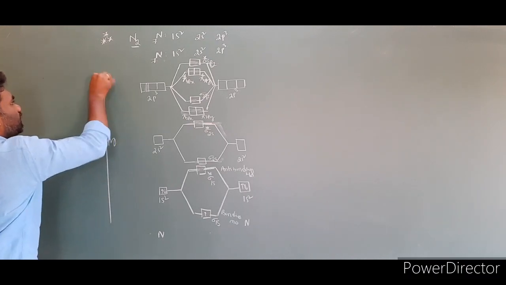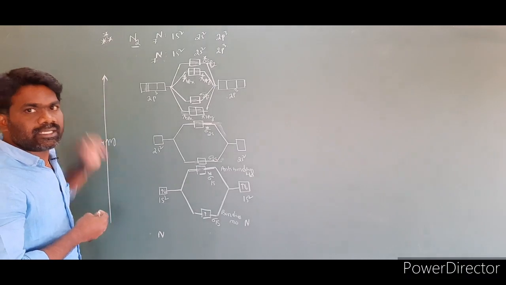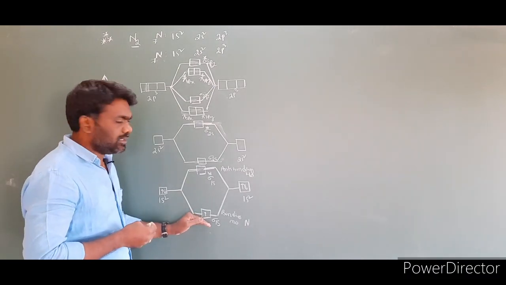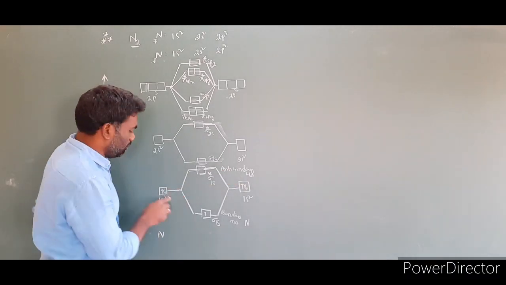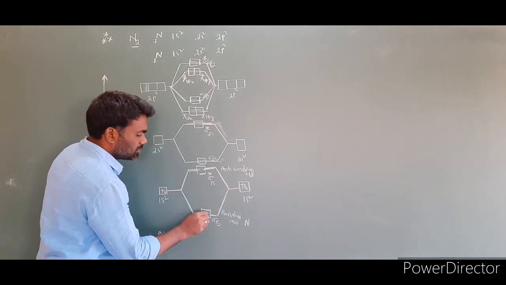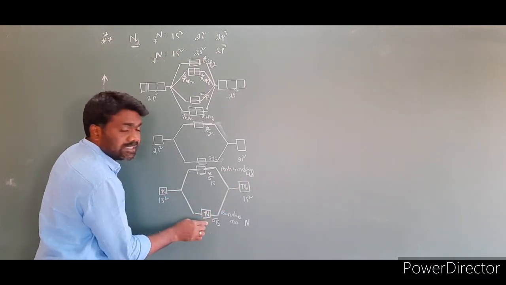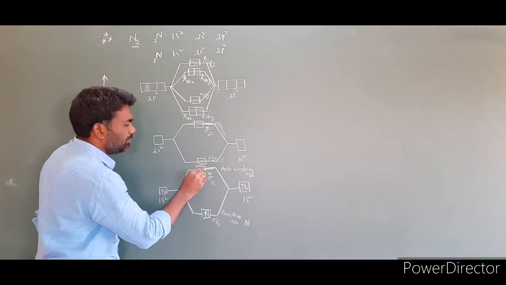Energy order: from bottom to top, energy increases. This is the lower energy and this is the higher energy. Bonding is lower energy, anti-bonding is higher energy. How many electrons is it? 2 plus 2, 4. First 1, 2. This is completely filled. Then we have to go to anti-bonding.